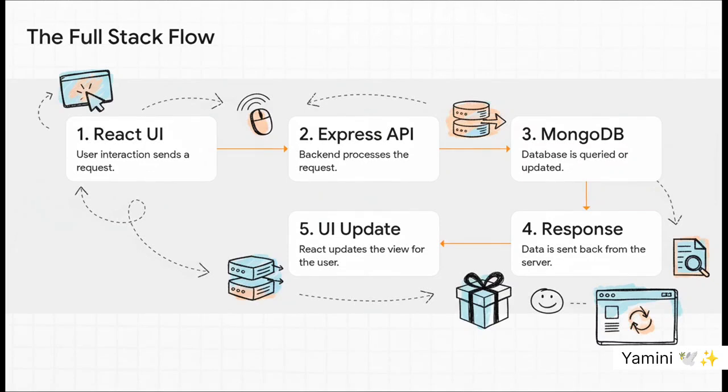It all starts with the user interacting with your React front end, right? That action sends a request to your Express API running on the server. The server then communicates with the MongoDB database to create, read, or update some data. The database does its job and responds back to Express, which then sends the necessary information all the way back to the React front end, which finally updates the screen for the user. It's this beautiful, continuous loop, and the whole thing is powered by JavaScript.